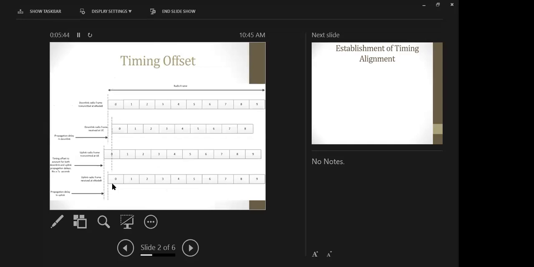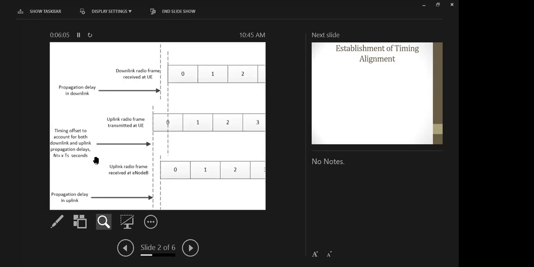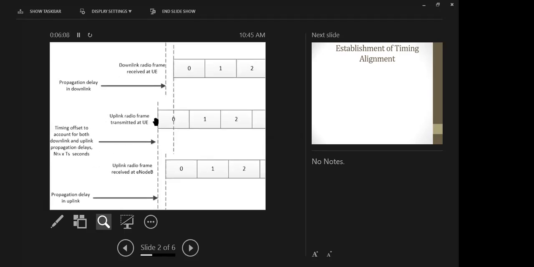At the E node B end, they align, but at the EV end, they don't. There is a time difference. This time difference causes time alignment at the E node B end. Well, but how does the EV come to know how much this time difference should be?